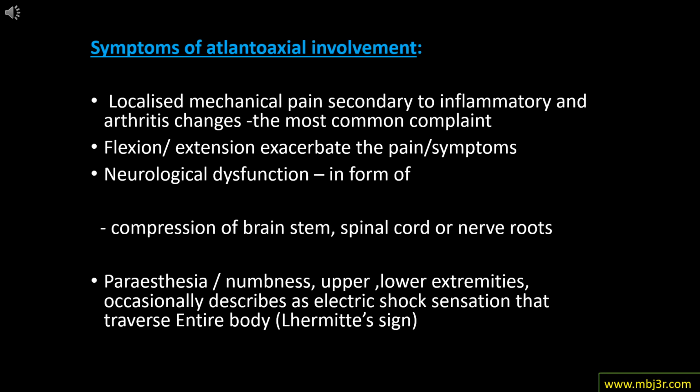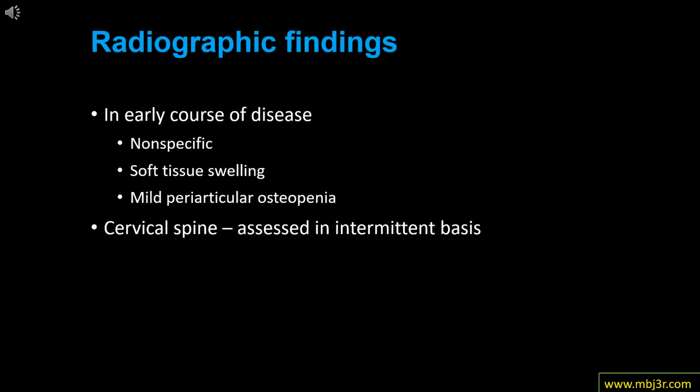Symptoms of atlantoaxial involvement: localized mechanical pain secondary to inflammation and arthritic changes is the most common complaint. Flexion and extension exacerbate the pain and symptoms. Neurological dysfunction may be present in the form of compression of the brainstem, spinal cord, or nerve roots. The patient will have paresthesia and numbness of the upper and lower extremities, occasionally described as an electric shock sensation that transverses the entire body. If you take an X-ray in the early course, it will be non-specific.